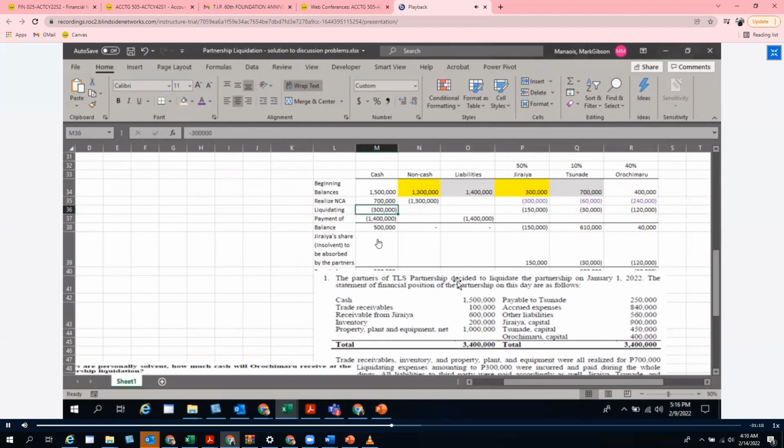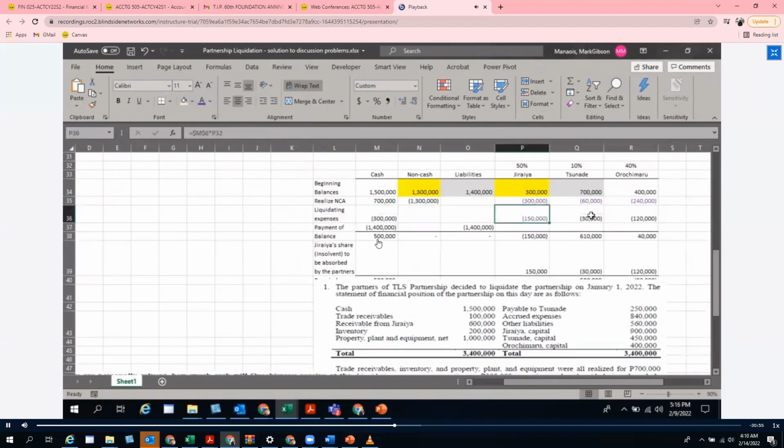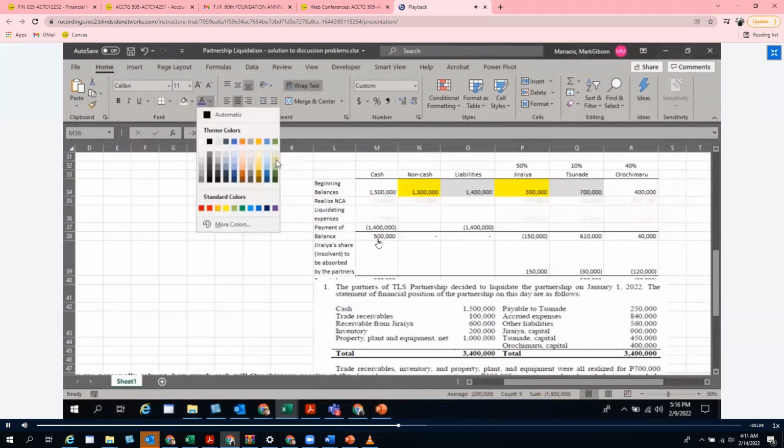And of course, yung binayad natin dun sa mga third-party assessors or the marketplace, representing liquidation expenses will have to be split among the partners. So that's 50% for Jairaya or 150,000 pesos, 30,000 for Tsunade or 10% of 300,000, and then 40% of 300,000 pesos, 120,000 pesos for Orochimaru. Okay, so na-establish natin yung liquidating expenses and realization of non-cash assets.